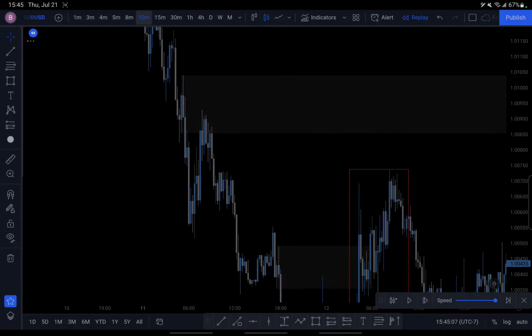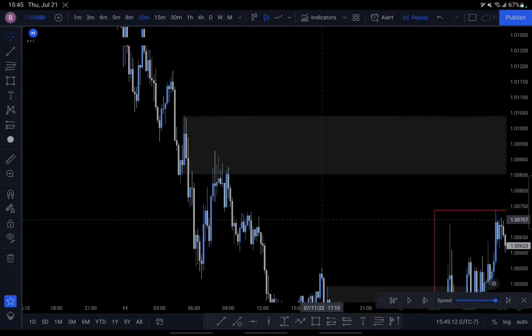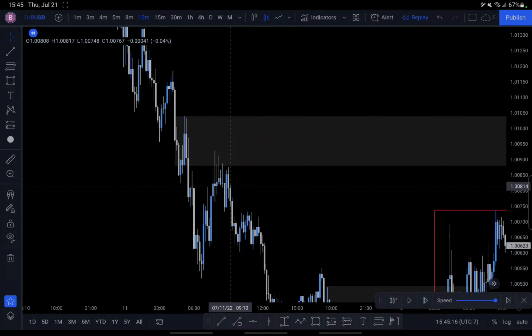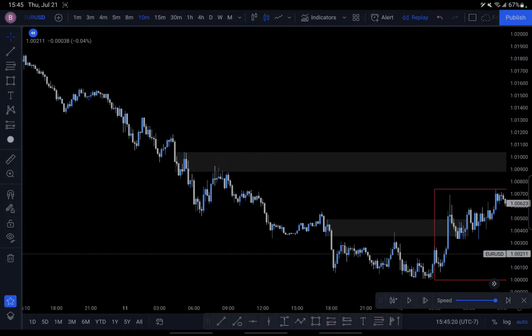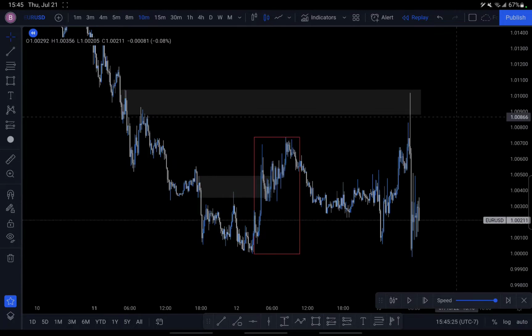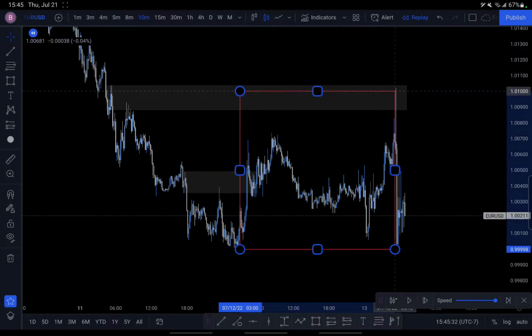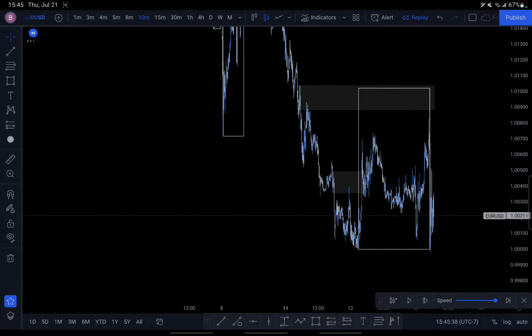Can we go to our 10 minutes, see if we can refine anything a little bit? Yes, we can, just a little bit more right there. I can even go lower, but I'm not trying to refine any zones, probably just to the 10-minute. Okay, so price entered our zone here before breaking down even lower. So let's just call this our MentaFX block here.